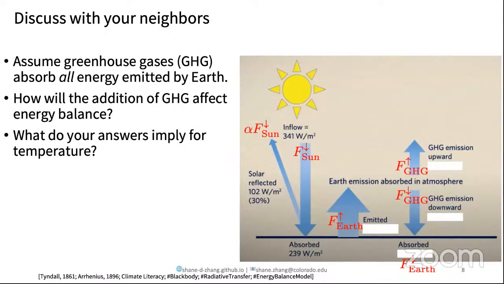So now, let's assume that greenhouse gases are added to the atmosphere. And we assume that greenhouse gases can absorb all the energy emitted by Earth. The question I would like you to think about is, how will the addition of greenhouse gases affect the energy balance? And what will the energy balance imply for the temperature? Please feel free to discuss with your neighbors.